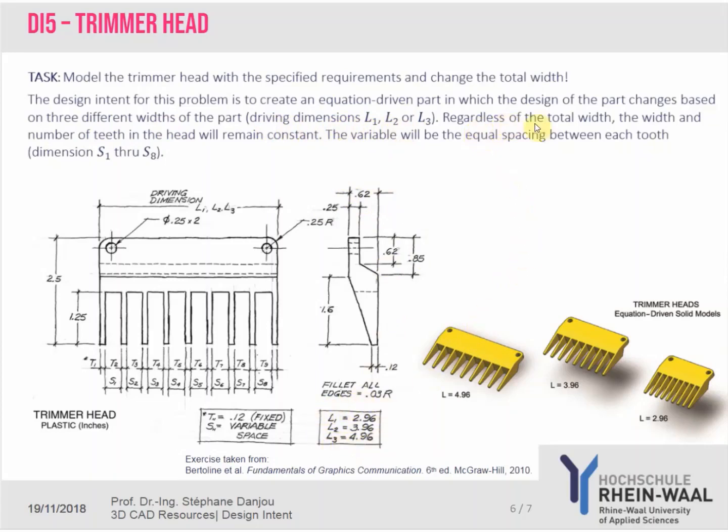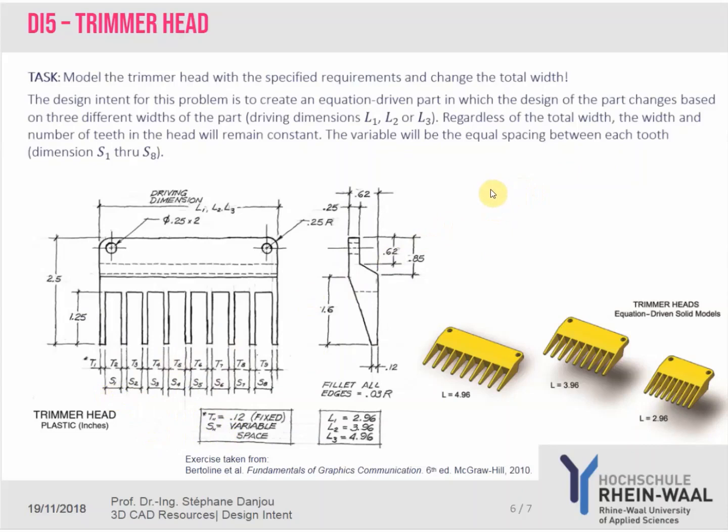And it says that regardless of the total width that we are going to choose out of those three, the width and the number of teeth in the head should remain the same. So we have here a fixed value for the tooth width, which is 0.12 inches, and the number in total is 9. So the only thing that is going to be variable is the spacing between each tooth, which is here from S1 to S8.